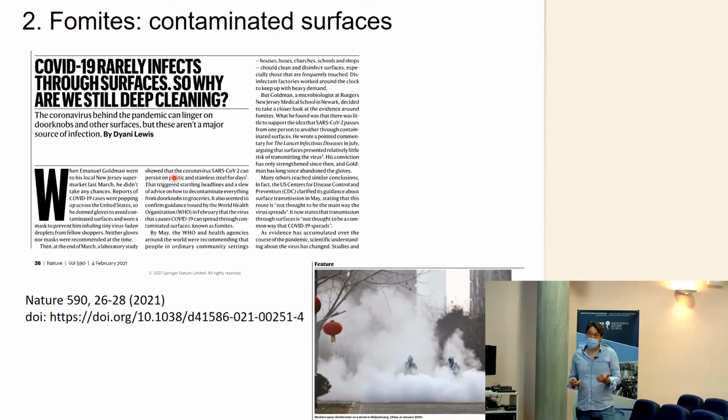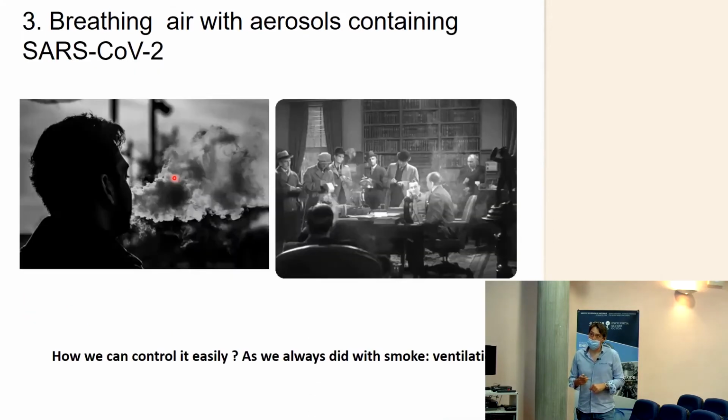So it seems that we cut the first path of transmission through masks and social distance. This second path is really low. It cannot explain how the transmission of COVID has maintained a high rate, even while we were wearing masks and keeping social distance. So we end up with only one possible explanation: aerosols that stay in the air for a long time, okay?